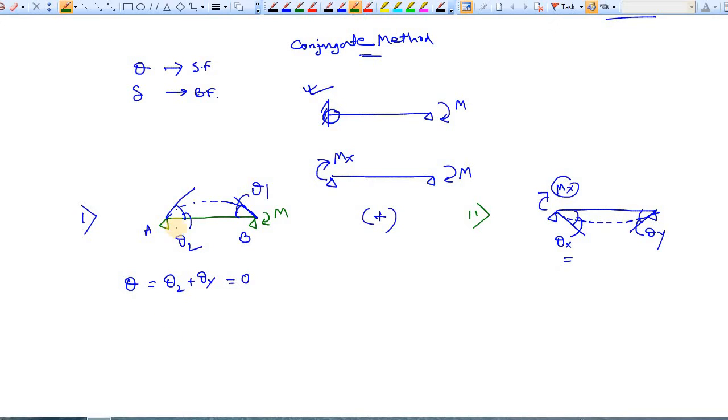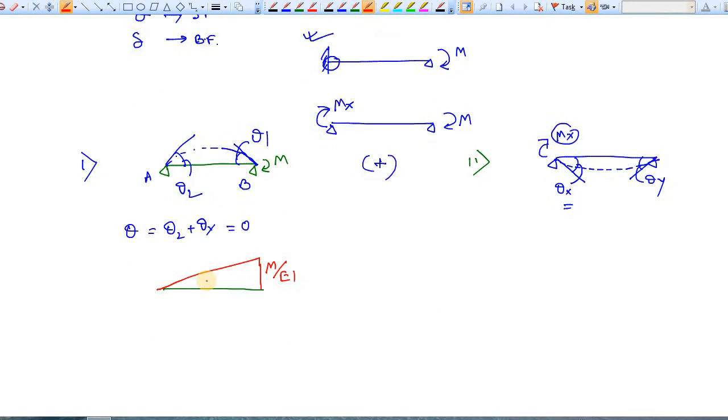In case 1, if this is the beam with applied moment M, what is the bending moment? The bending moment looks like this. This is M. Now convert this bending moment into the M by EI diagram. Now apply a load like this on this beam. Why the upward load? Because the deflection due to this moment is upward. Now at this point apply a pinned support. Here is also a pinned support.